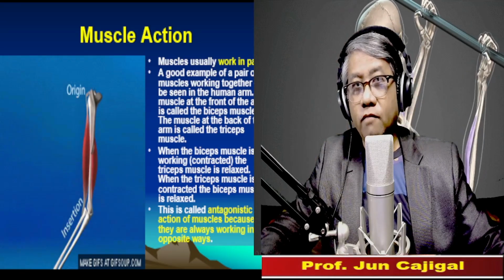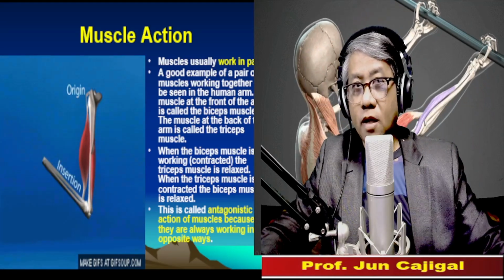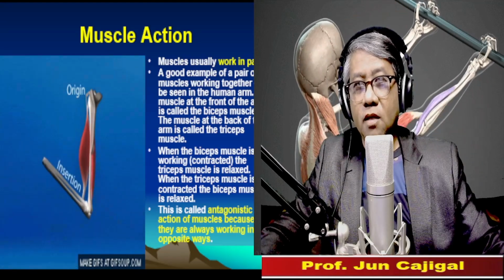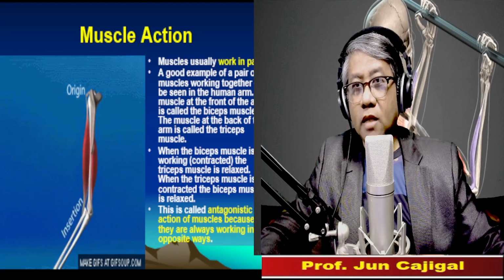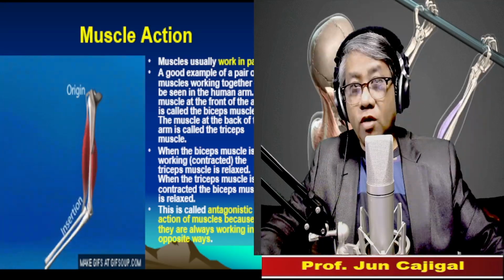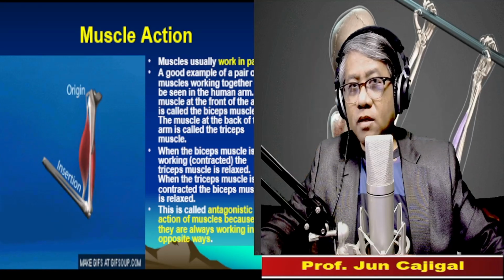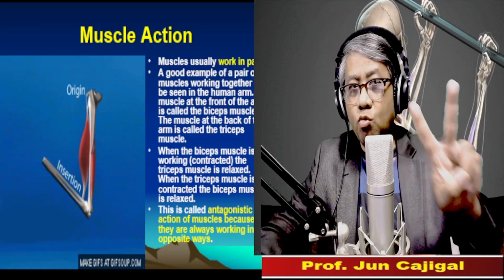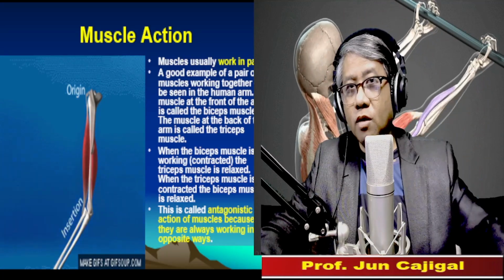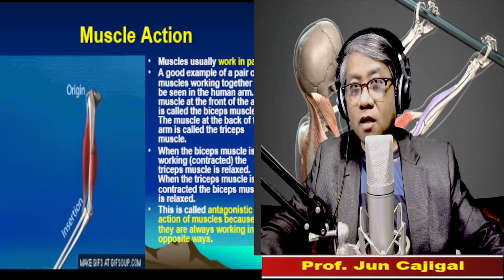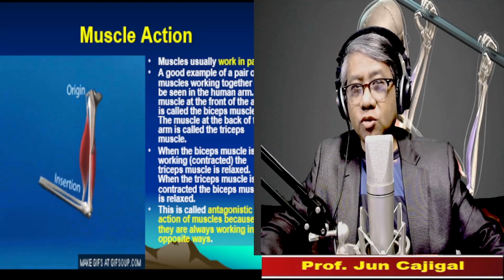On the other hand, if the triceps muscle is contracted, the biceps muscle is relaxed. And this is what we call antagonistic muscle movement. So you have to realize that basically all bodily movement involves two muscles working together in the opposite way. So we call this antagonistic muscle action.